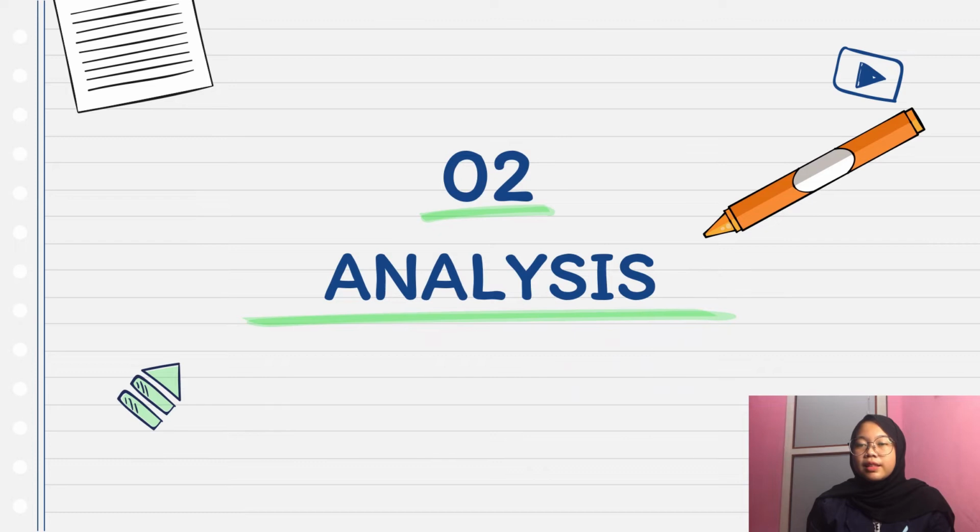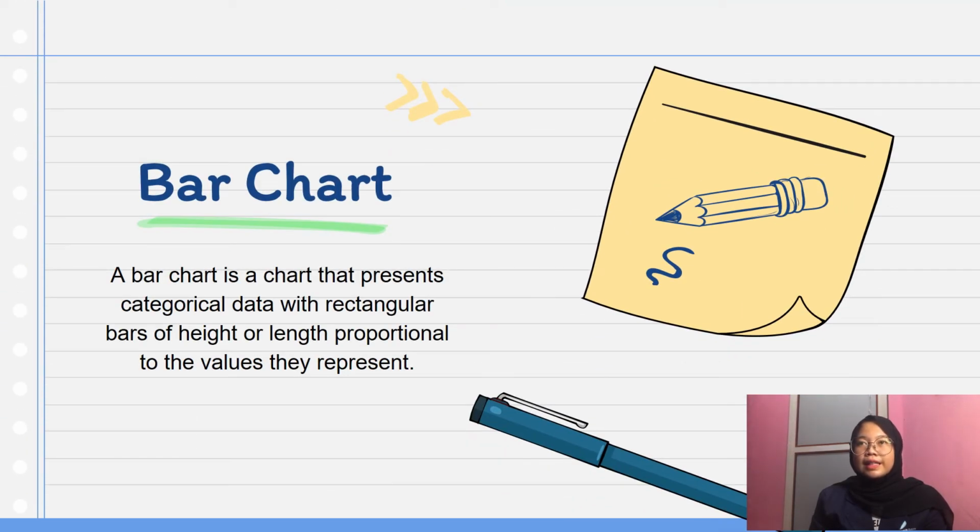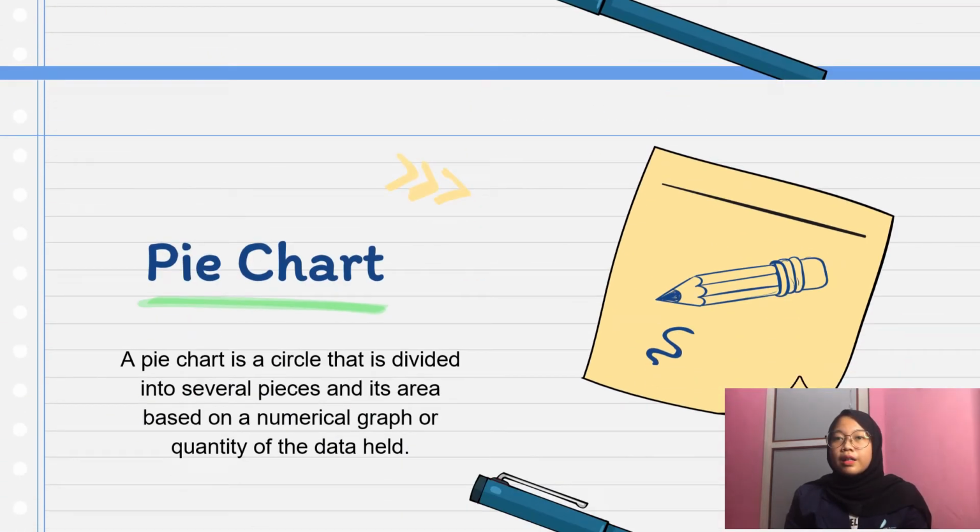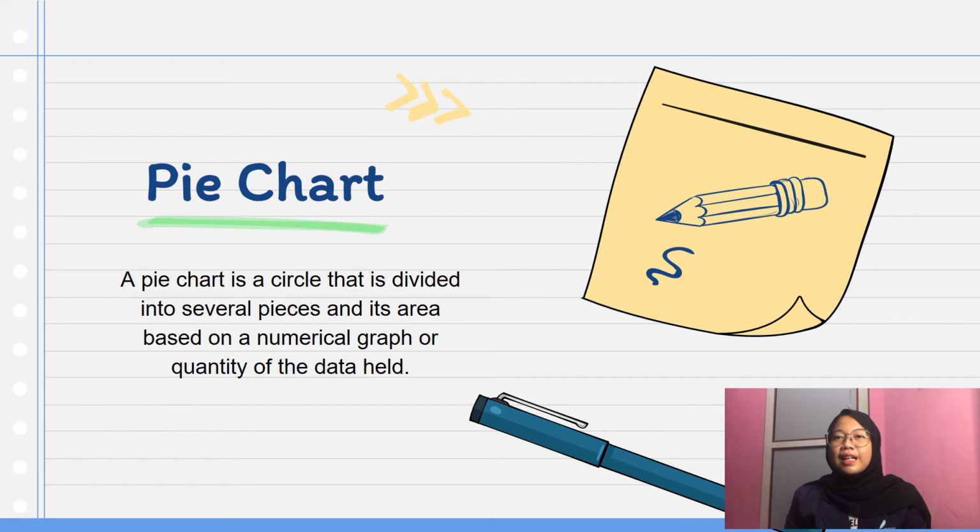The second session is analysis. A bar chart is a chart that presents categorical data with rectangular bars of height or length proportional to the values they represent. A pie chart is a circle that is divided into several pieces and its area based on a numerical graph or quantity of the data held.